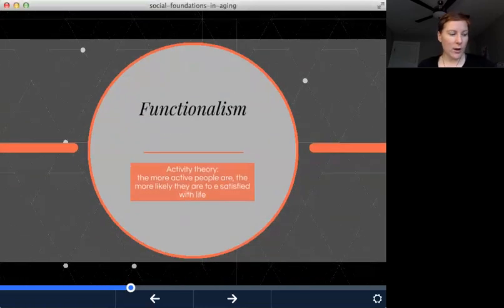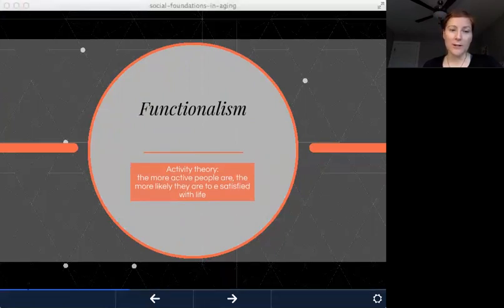All right, so another functionalist theory, which is a little bit updated, is activity theory. You may remember this one. This is basically stating that the more active you are, the more likely you are to be satisfied with your life. So the more active you are with social involvement, with your peers, active with society in and of itself, the more happy or well off you will be. So activity is sort of the solution to our well-being as we age.